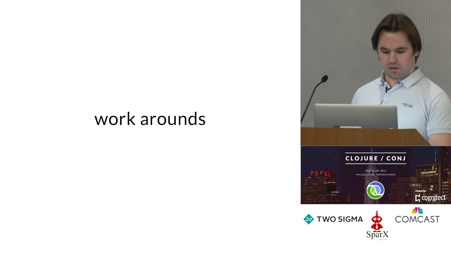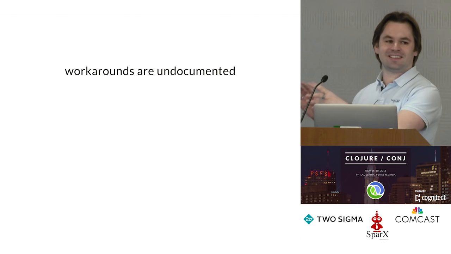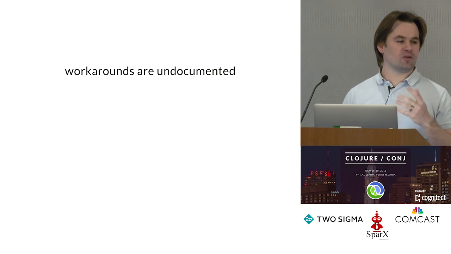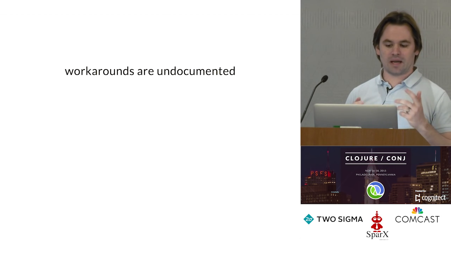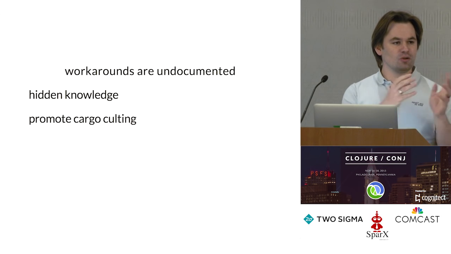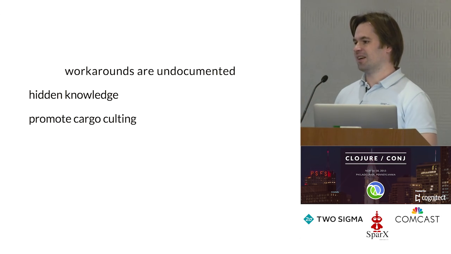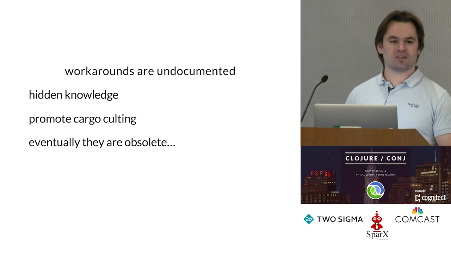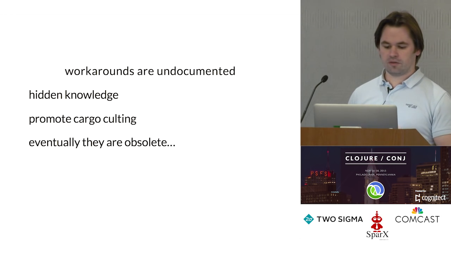So what's the problem with workarounds? Most of the time they are undocumented. Somewhere in some utility namespace in your typical project, there are all the workarounds, or they're on the spot where you need them, and nobody, none of your coworkers, actually understands why it is done like that. So it's hidden knowledge, and it promotes kind of cargo culting. You do it that way because someone a year ago found out that it doesn't work in any other way. And eventually, at some point, the workarounds will become obsolete because the library updates and ships with that feature or provides an alternative and maybe better way to do it.